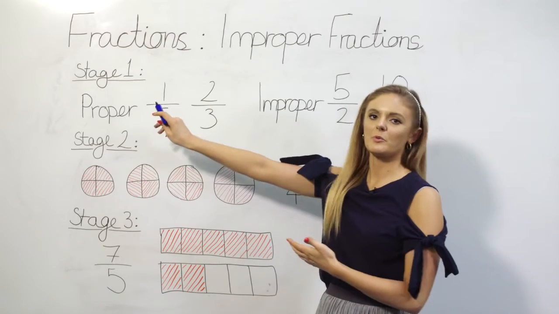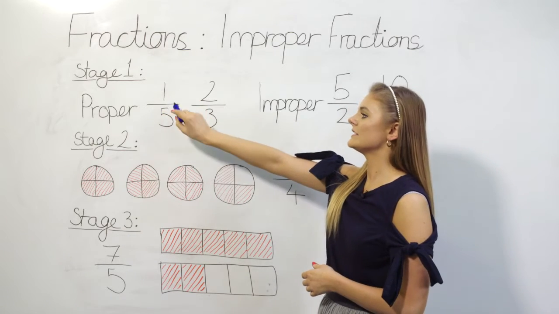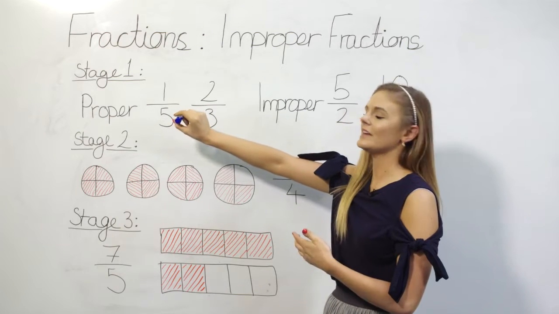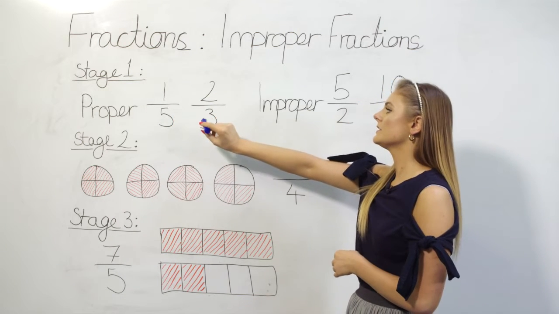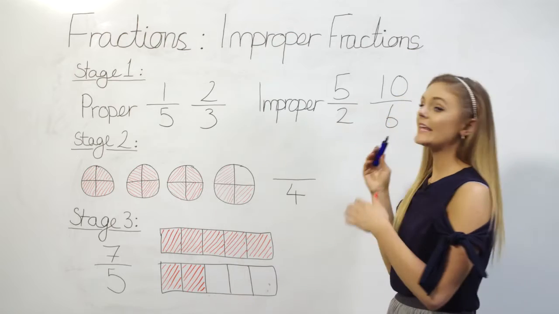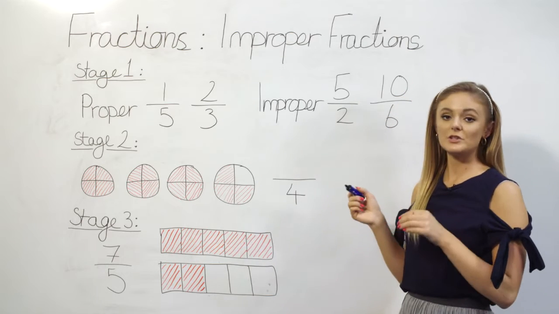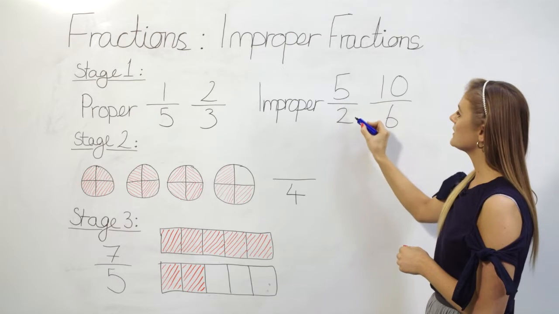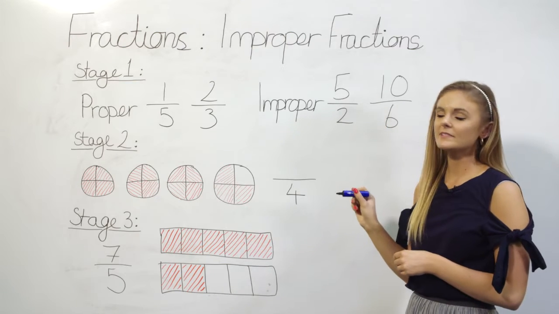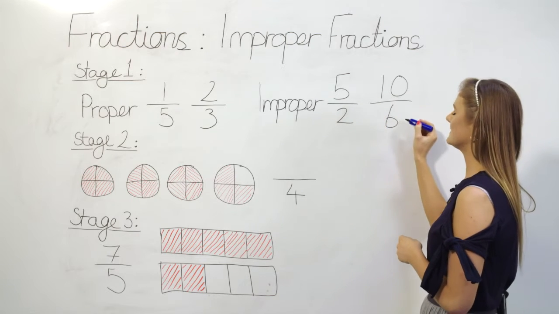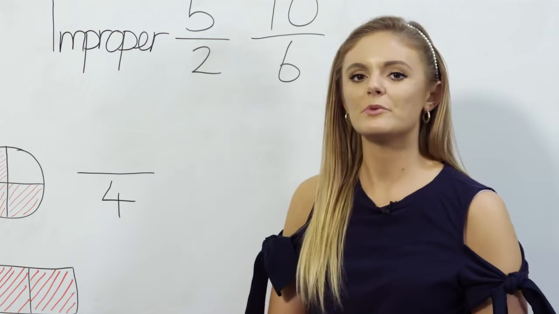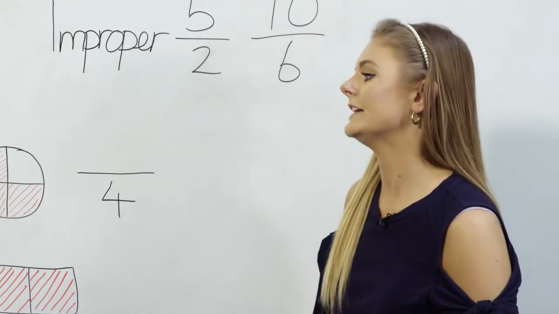So first of all, we've got our proper fractions in which the numerator is smaller than the denominator. So we have 1 over 5 or 1/5, or 2 over 3 or 2/3. But an improper fraction, as I've said, is when the numerator is larger than the denominator. So here we've got 5 over 2, or 5/2, or 10 over 6 is another example, or 10/6. So let's look at how we can represent these improper fractions pictorially.